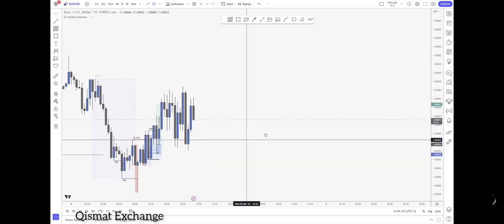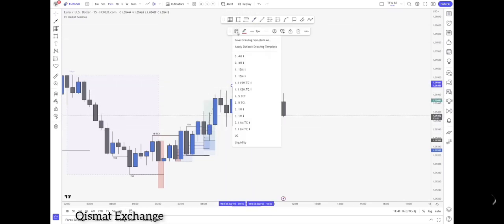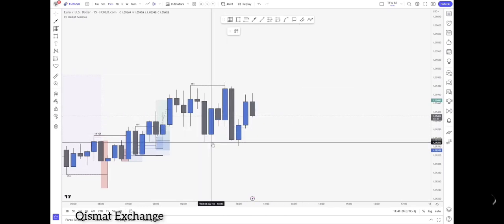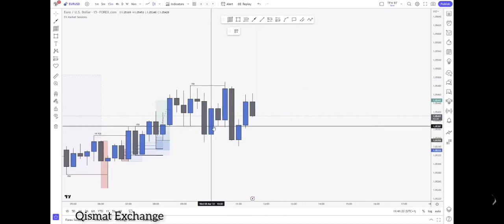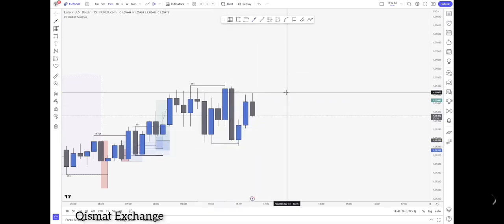Let's break it down. What do we have? A little bit of a choppy market right there, but let's just follow price. There is a breakout structure right there. What caused this breakout structure? According to me, it's this low right there. It actually could be this low, but I'm going to take this one. What happens is we have a trend change down.